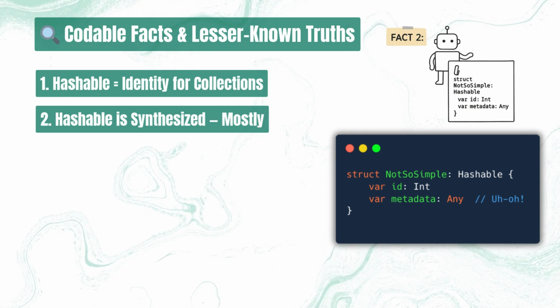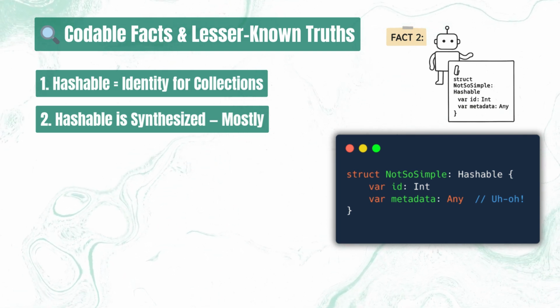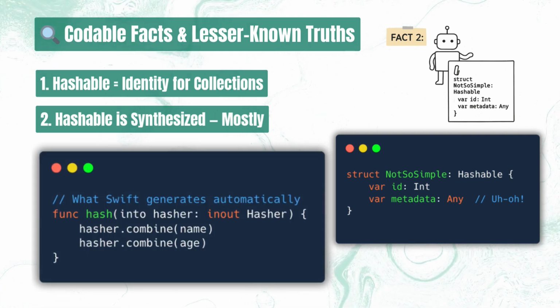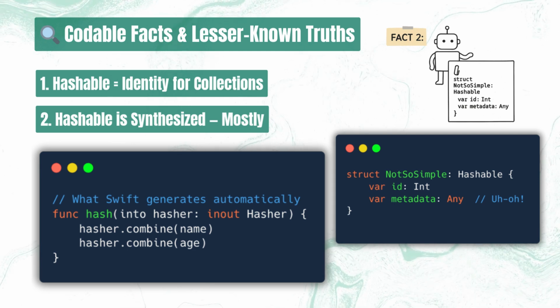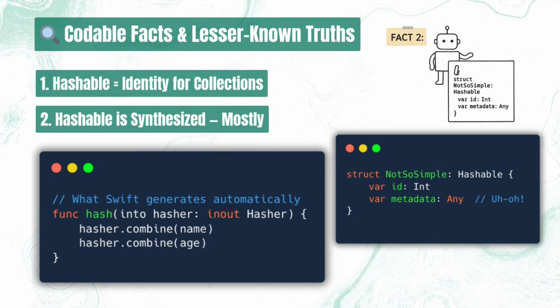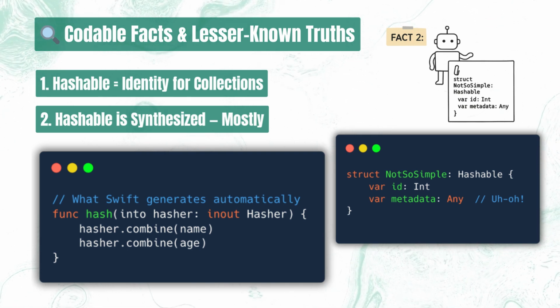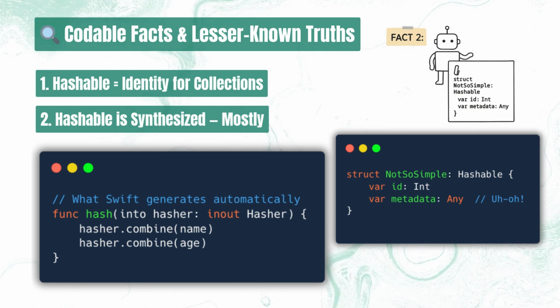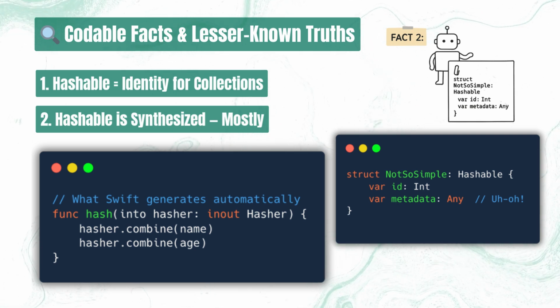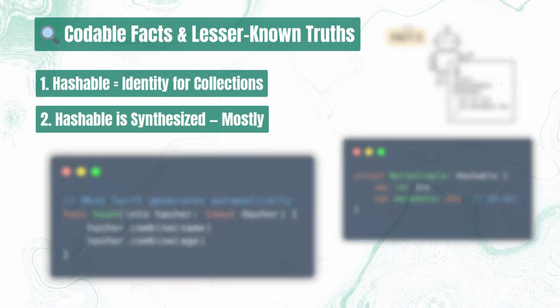Behind the scenes, Swift creates a hash function that combines the hash values of all properties. It uses a technique called combining that ensures good distribution of hash values. The real magic is in the Hasher type, which uses a random seed that changes between app launches, making hash values unpredictable across runs, a security feature that prevents hash-based DoS attacks.